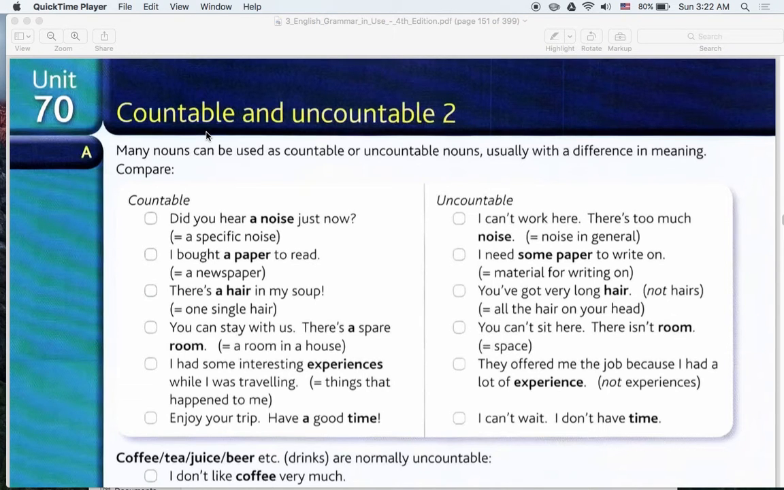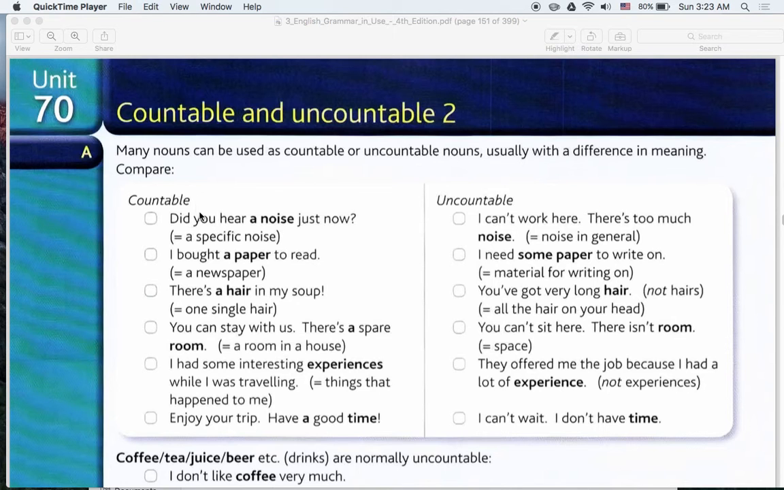Hi guys, welcome to our second lesson in articles and nouns. Countable and uncountable nouns, part 2. Many nouns can be used as countable or uncountable nouns, usually with a difference in meaning.